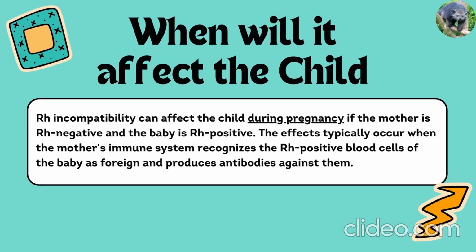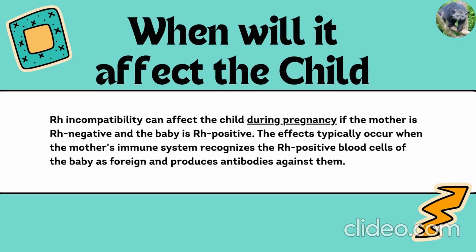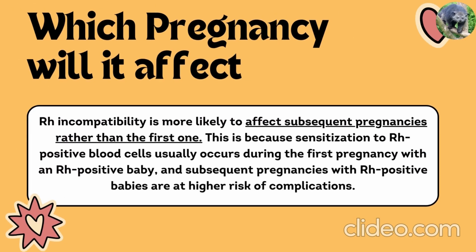Rh incompatibility can affect the child during pregnancy only, if the mother is Rh negative and the baby is Rh positive, which in this situation they are. The effects typically occur when the mother's immune system recognizes the Rh positive blood cells of the baby as foreign and produces antibodies against them. And which pregnancy will it affect actually?